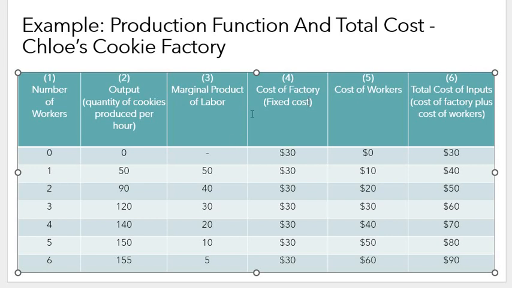Column 6 is simply adding the column 4 item and the column 5 item up. So the total cost is the sum of variable cost and fixed cost. Makes sense now? For the case of one worker, we need to spend $30 for the fixed cost. We spend $10 to hire one worker. The total cost is $40.